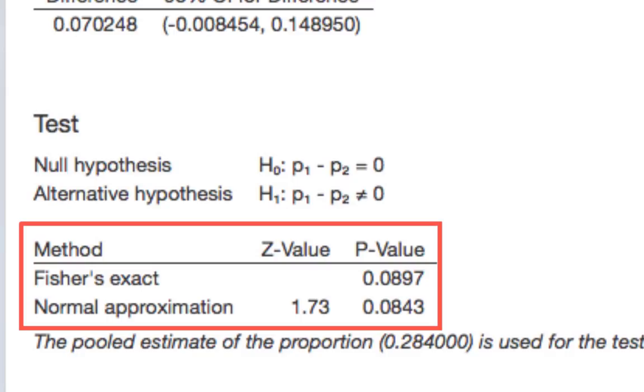Recall in step 1, we checked to make sure that we had at least 10 successes and at least 10 failures in both groups, so we're using the normal approximation methods, z-test statistic, and p-value. If that assumption was not met, then we would just use the Fisher's exact method. Our z-test statistic again is 1.73, and our p-value is 0.0843. So that would go in steps 2 and 3 of the 5-step hypothesis testing procedure.